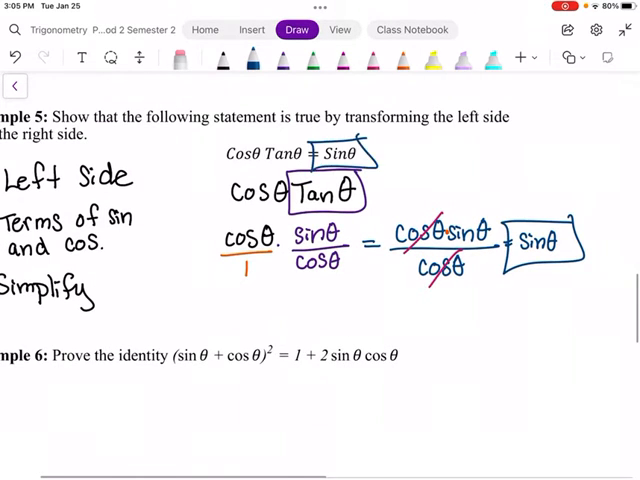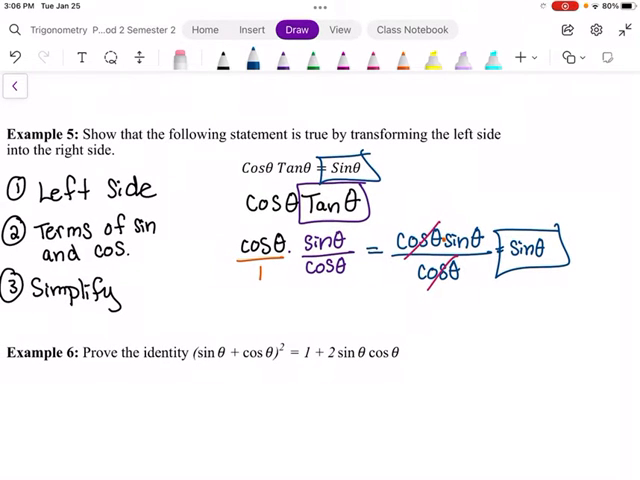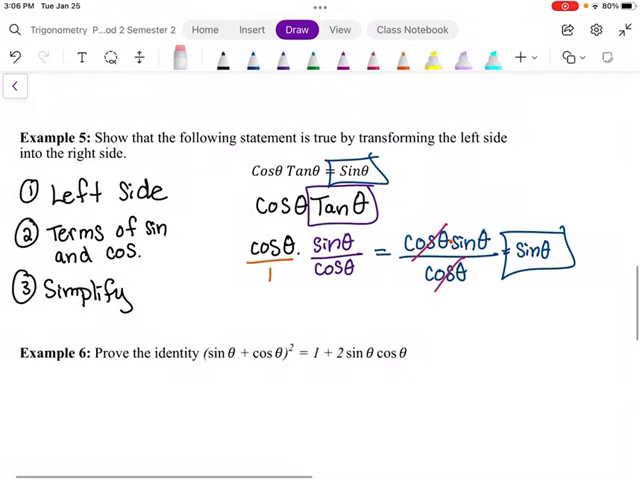So that was the goal of what we were trying to show. On a quiz or a test, you do have to show all of these steps. So it's kind of like an algebraic proof where you're showing everything that you've done. If you just wrote down cosine theta times tangent theta equals sine theta without showing the steps of why, then you wouldn't get full credit for this type of problem. So make sure you're showing the steps as to why you got the answer you did.